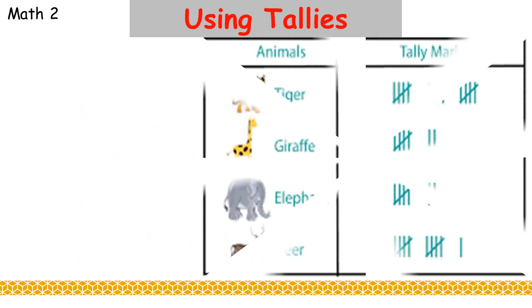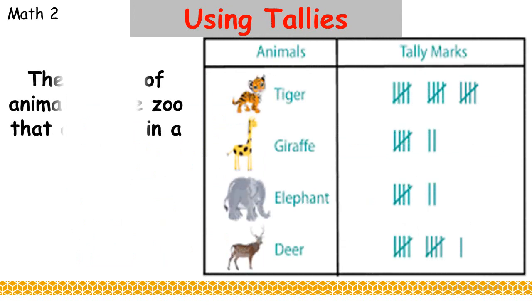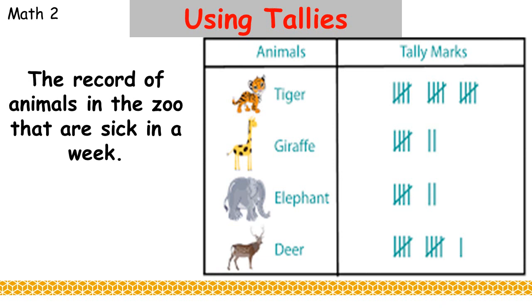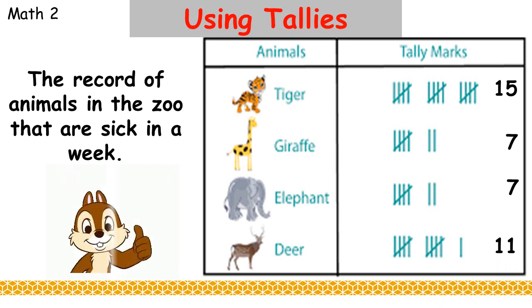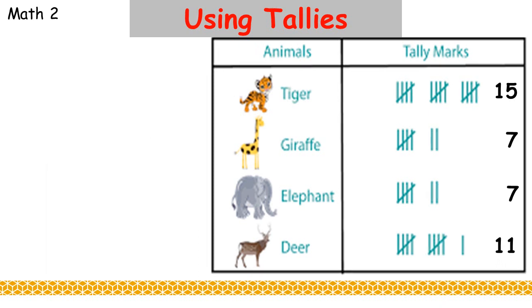Now, let us go further. Here's the record of animals in the zoo that are sick in a week. Our first task is to make a total of each. Let us start. Check your answers. Having our tally chart completed, let us answer some questions.